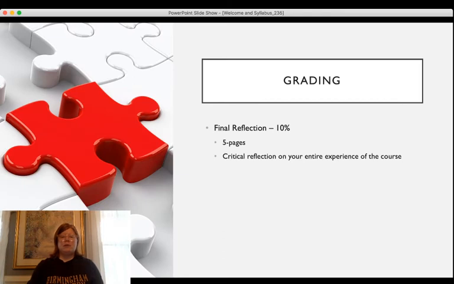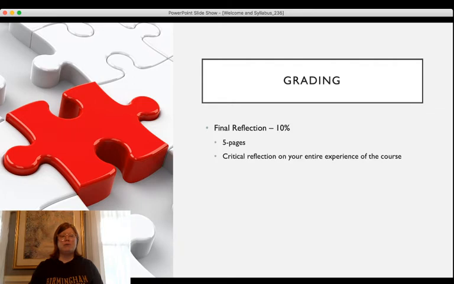Finally, you'll write a final reflection paper worth 10% of your grade. You can use your journal entries as a reference, or you can include journal prompts that you didn't end up turning in for a grade. But I expect you to write a 5-page critical reflection of your entire experience of the course.